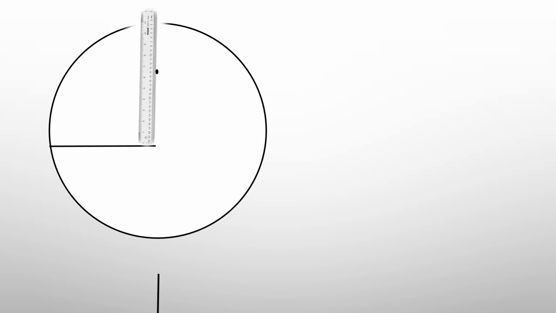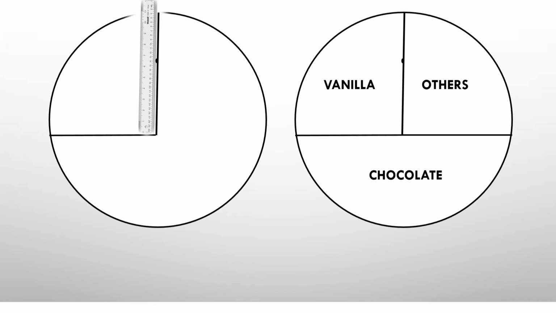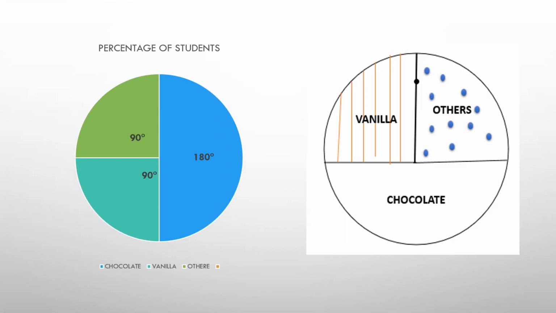circle. This will give you the sector for vanilla. Next, you will keep the protractor on the new radius and again draw an angle of 90 degrees. This will give you the sector for others. The third sector will be the sector for chocolate. You can make your pie chart or pie graph colorful by shading the different sectors in different colors and naming them in different ways.